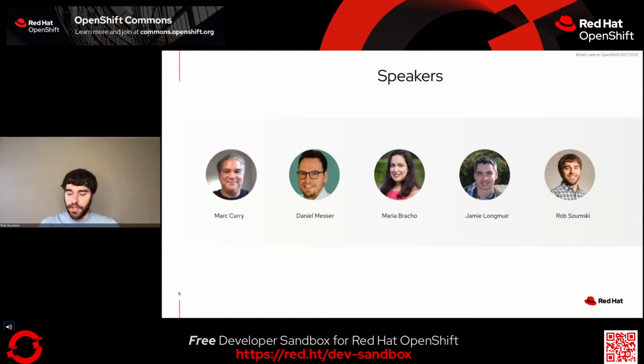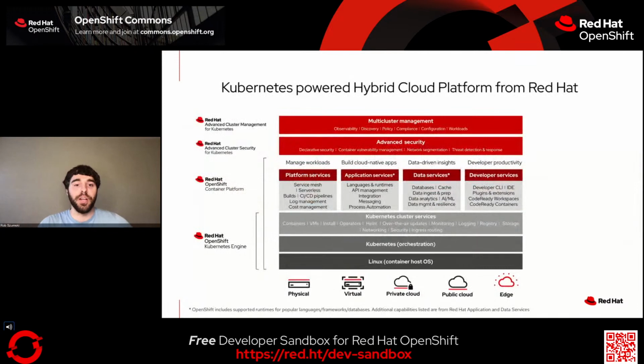As a reminder, OpenShift is everything you need to run a hybrid cloud. This is what our stack diagram looks like, from the Kubernetes layer up to platform services that help you run your apps to development tools that help you create them. We're going to cover what's next in all of these areas today.